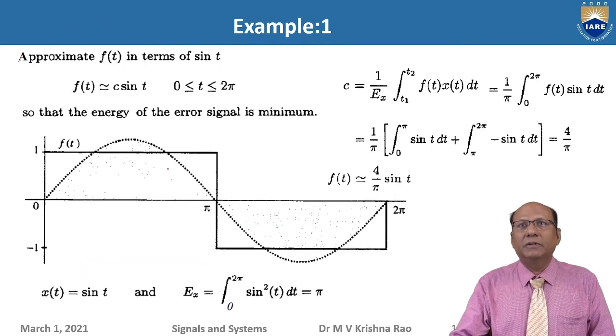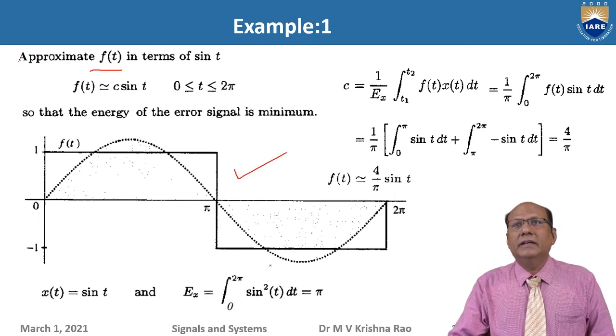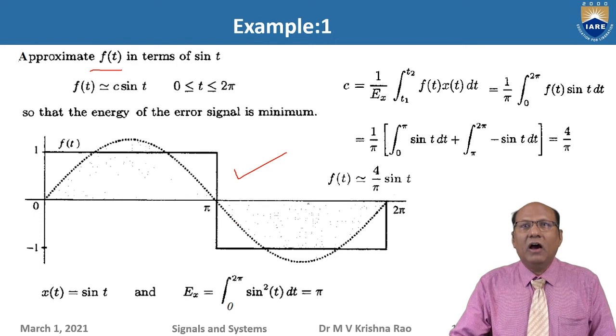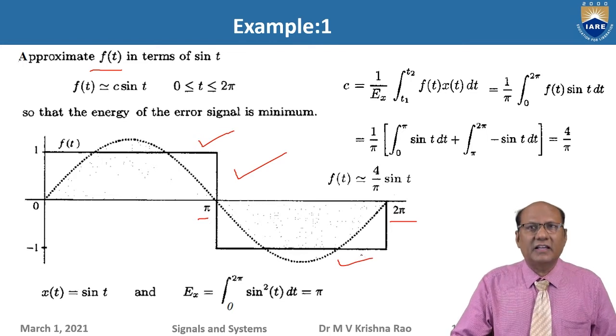Let us see one example on this. I want to approximate f of t. What is f of t? The given signal is a square wave, and it is one cycle. If I take half cycle, pi means half cycle, 2 pi means full cycle. So the first half cycle is +1, the second half cycle is -1. It is a single cycle of a square wave.